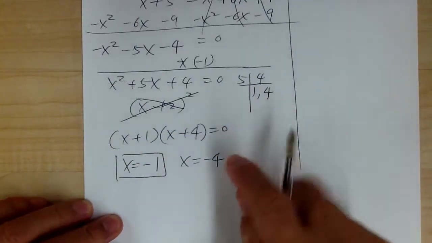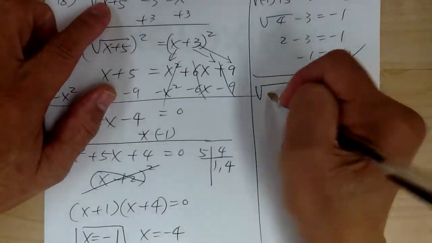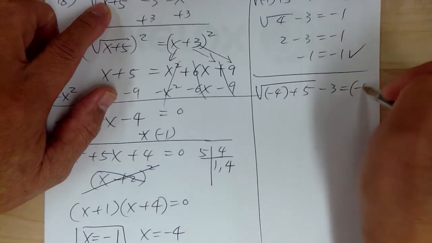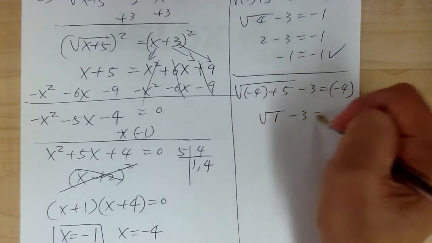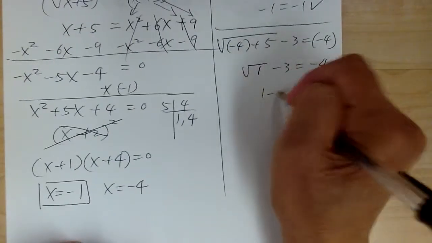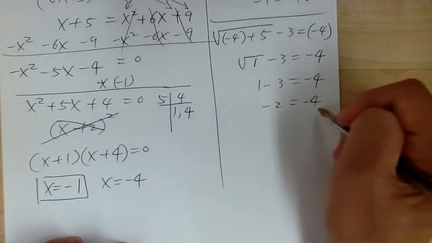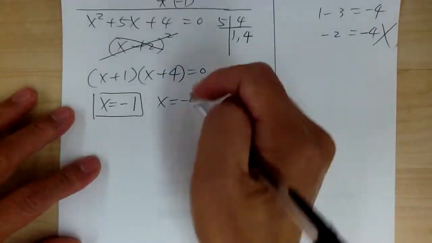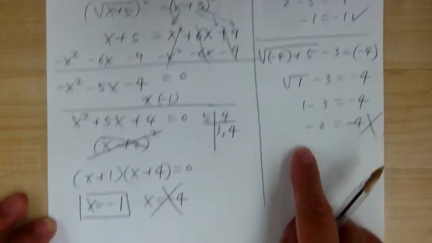Okay, now you go and check the negative 4. So you got square root of negative 4 plus 5 minus 3 equal to negative 4. So from here you're going to get square root of 1 minus 3 equal to negative 4. So you got 1 minus 3 equal to negative 4. So you got negative 2 equal to negative 4. So this one is no good. So only one answer is good, this one. So again, you have to check all your answers.